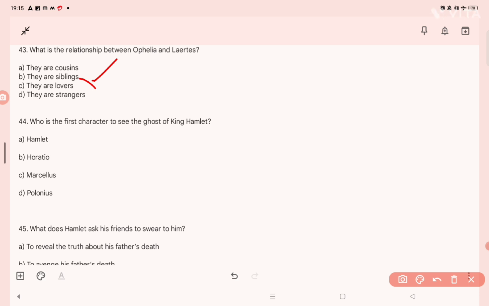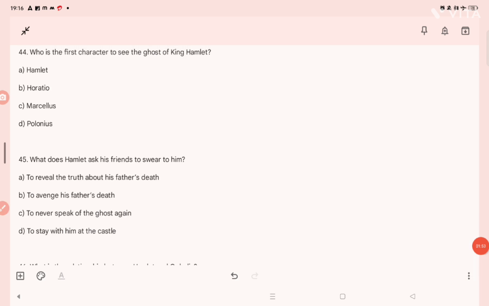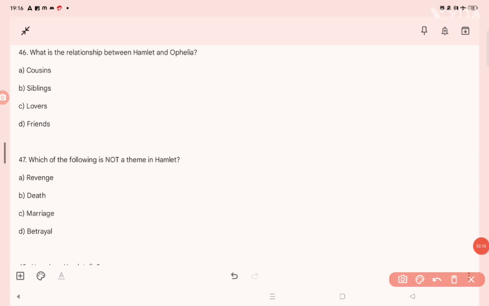Who is the first character to see the ghost of King Hamlet? Horatio. What does Hamlet ask his friends to swear to him? To never speak of the ghost again. What is the relationship between Hamlet and Ophelia? Lovers.